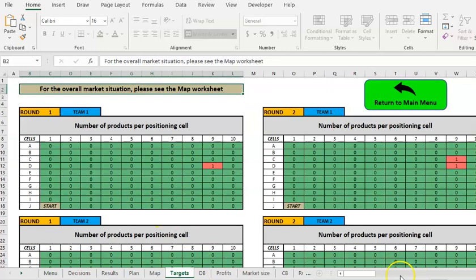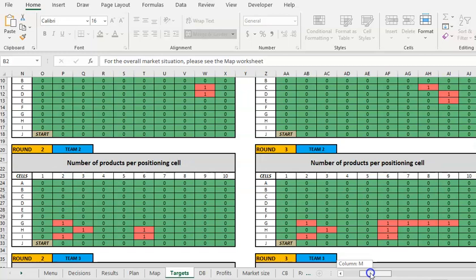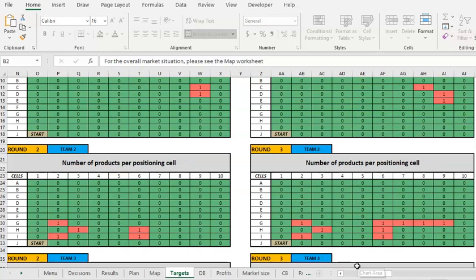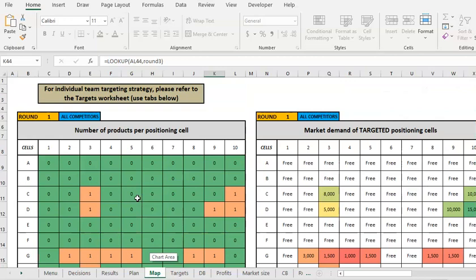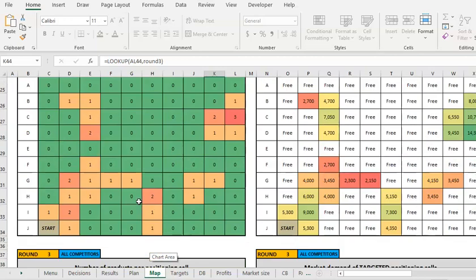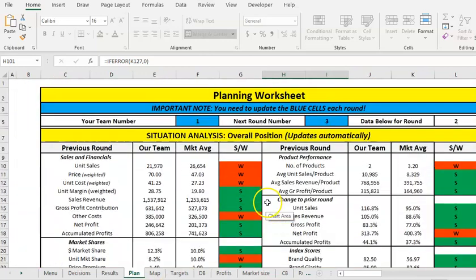They can see. So look at Team 2, round 2. You can see how the other teams are developing their portfolios. So that's all listed for you, and you can see this is round 3. How the market is populating. Round 1, round 2, and round 3. So again, we just go back to planning, and then that's the next decision.